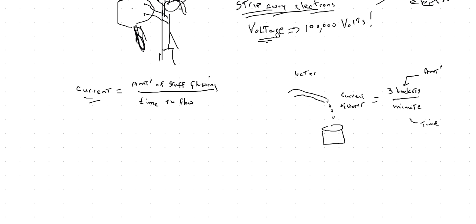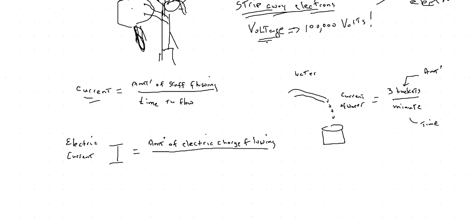If we talk about electric current, it's the same idea. Electric current, we give the symbol I. I'm not sure why they give it. And this is just going to be the amount of electric charge flowing divided by the time it takes to flow. I'm just going to put time to flow.